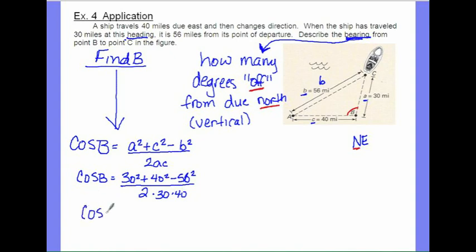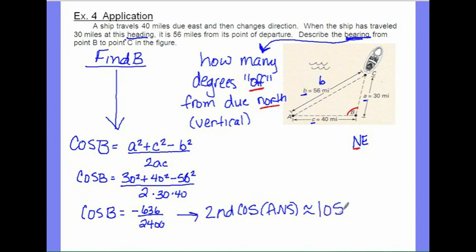Cosine of B is going to equal whatever all this turns out to be. I didn't divide it all the way out at this point. I just did 636 over 2400, but you need to find the inverse cosine of this answer. The inverse cosine of your answer is 105.37 degrees. Remember, that means that's this whole angle.